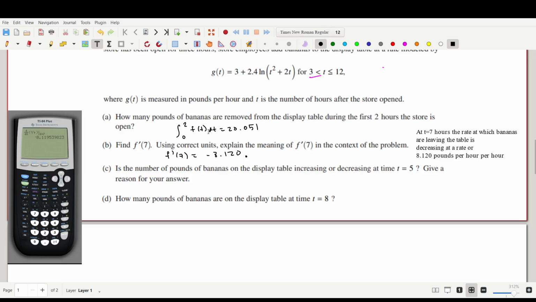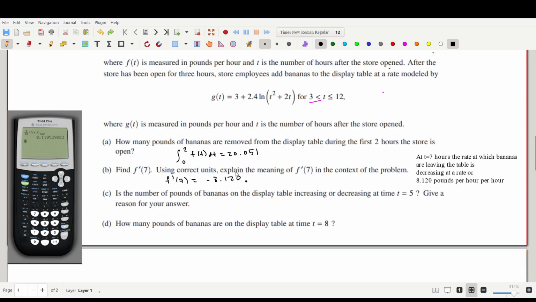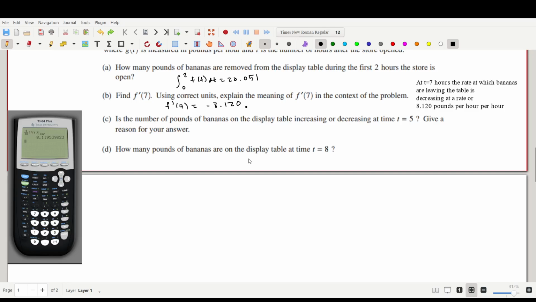All right, C. I need to add another page. Is the number of pounds of bananas increasing or decreasing at t equals 5? So notice that 5 is in both things. So people are putting bananas on and taking bananas off. Sometimes it helps to actually come up with this function, A of t. That's the amount of bananas at time t, or pounds of bananas at time t.